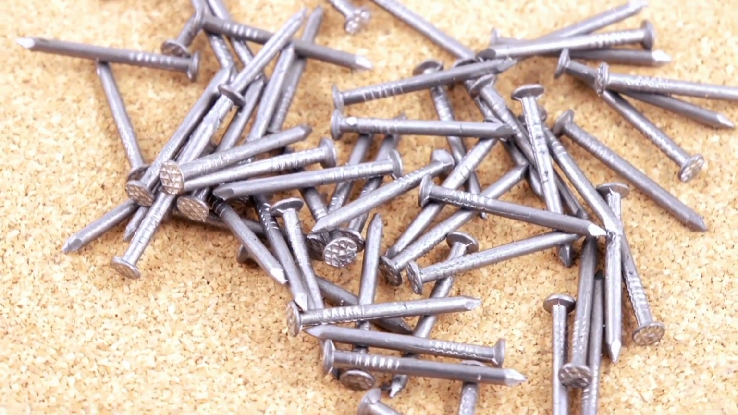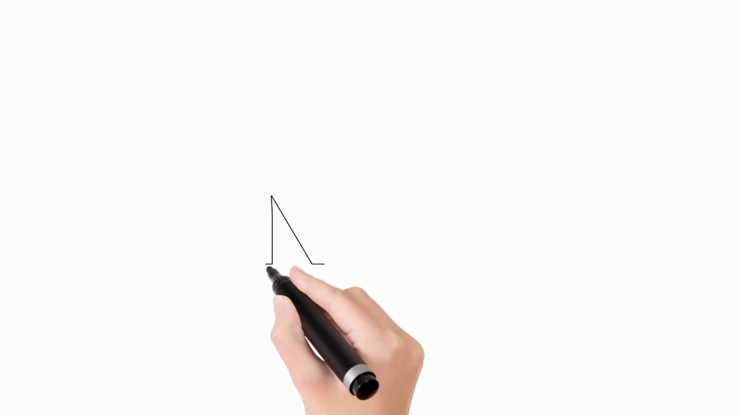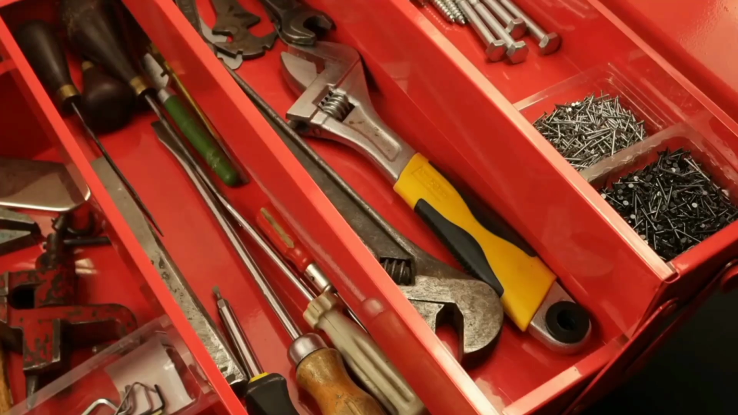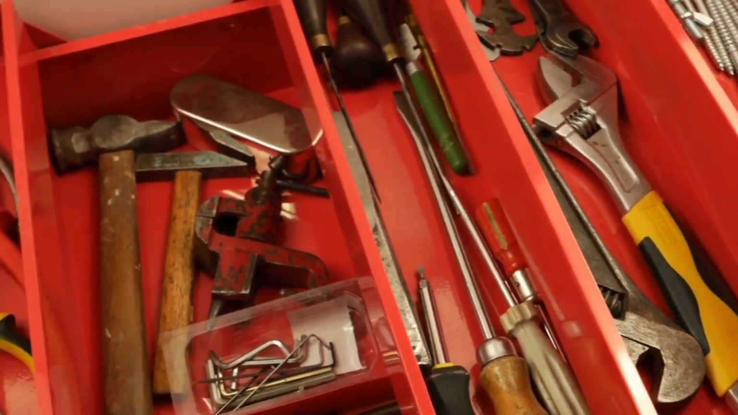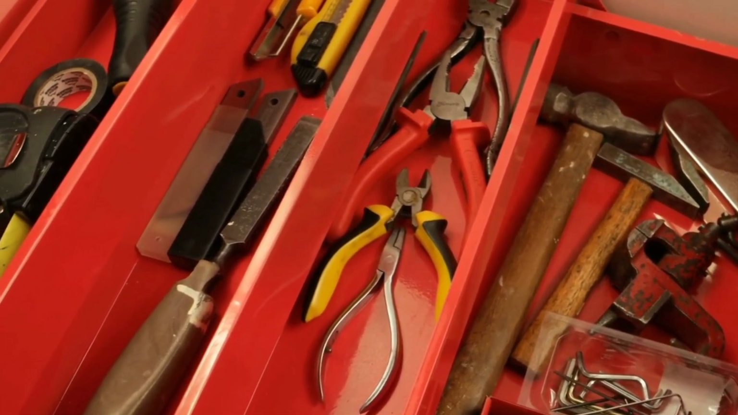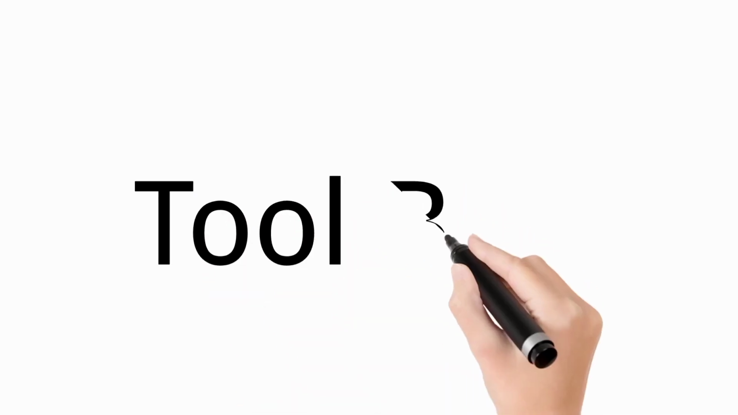These are called nails. And now we will learn spelling of nails. N-A-I-L, nail. This is toolbox. And now we will learn spelling of toolbox. T double O L B O X.